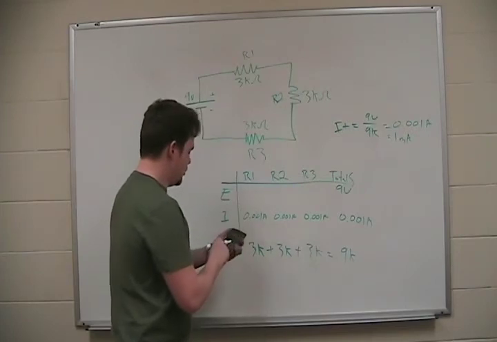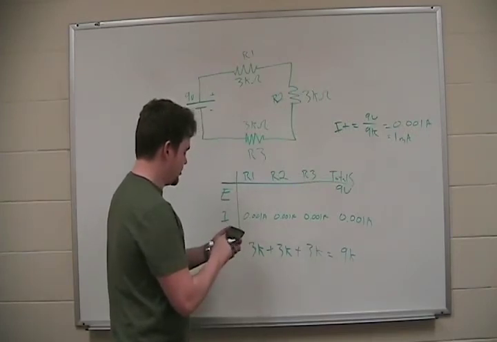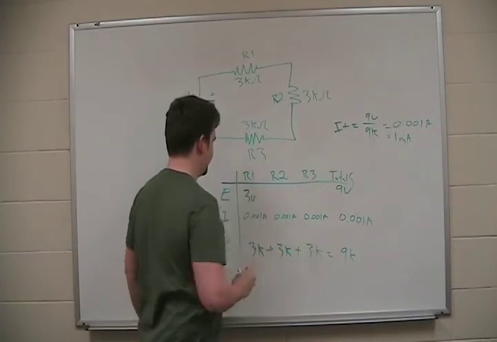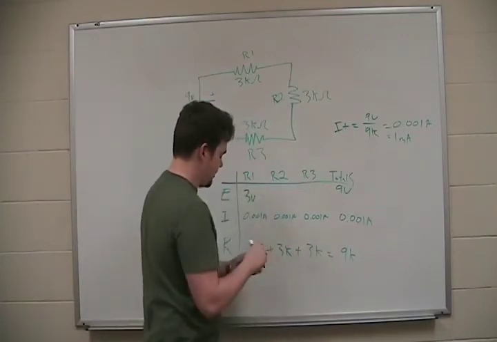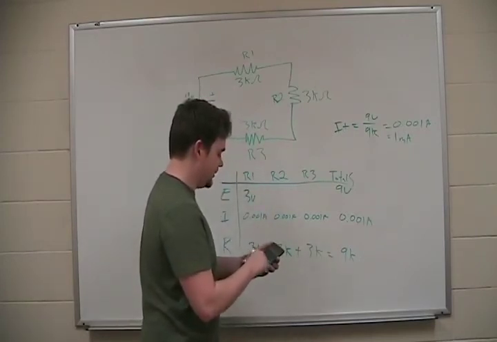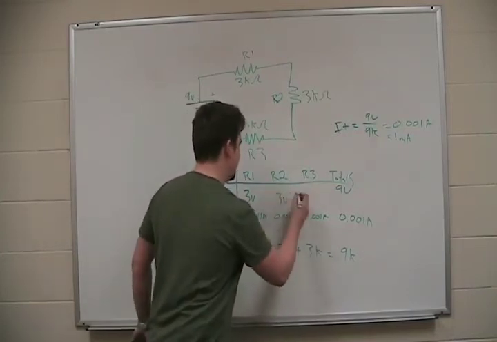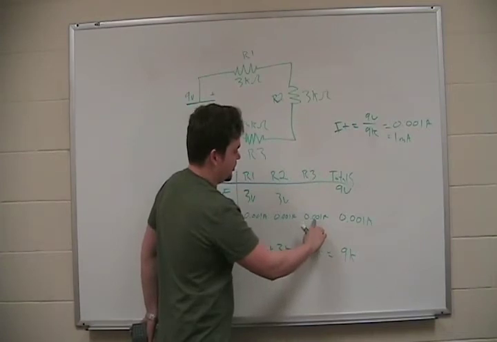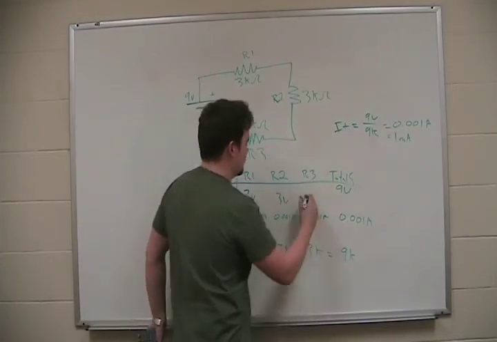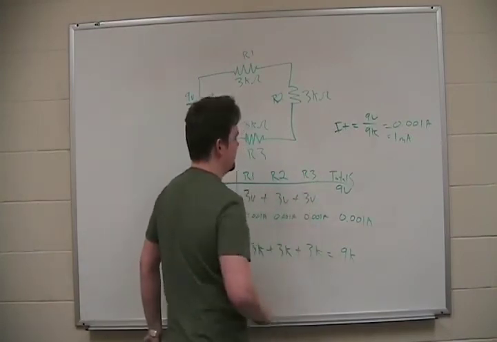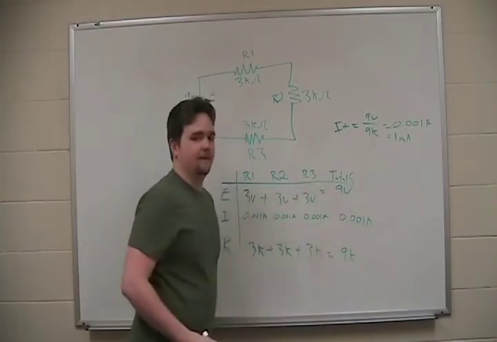So 0.001 times 3,000 equals 3 volts. And since all the values are the same, let's do it again. 0.001 times 3,000. 3 volts. Same thing here. 0.001 amps times 3,000 equals 3 volts. 3 volts plus 3 volts plus 3 volts equals 9 volts.